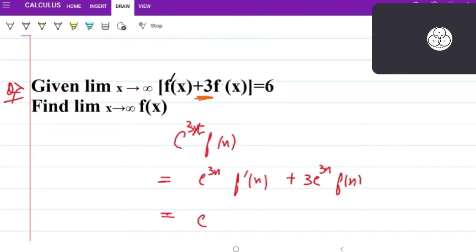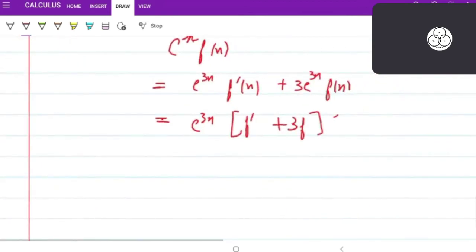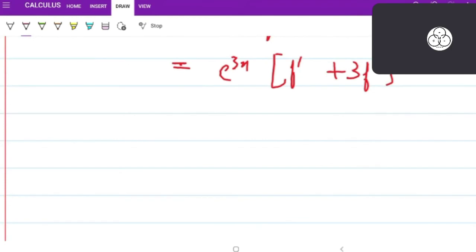This will give us e to the power 3x times f dash plus 3 f. That's what is given in the question. So here, instead of e to the power x, we will consider e to the power 3x. So now let us solve this problem.